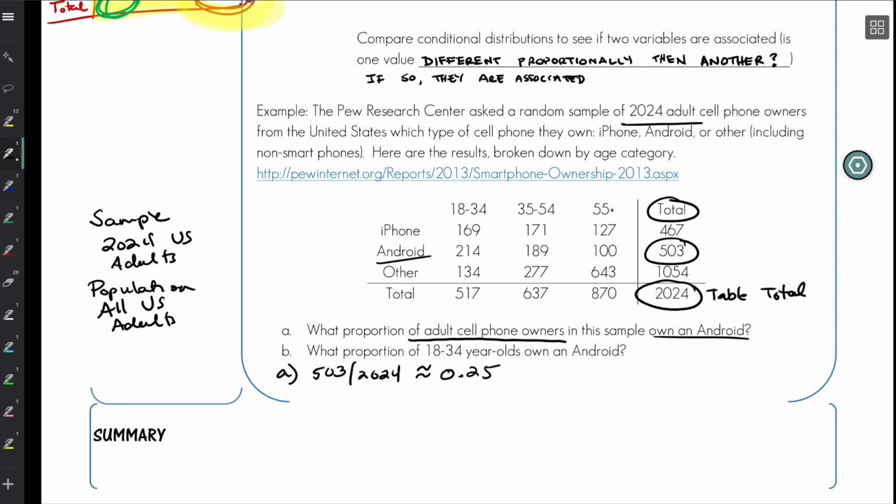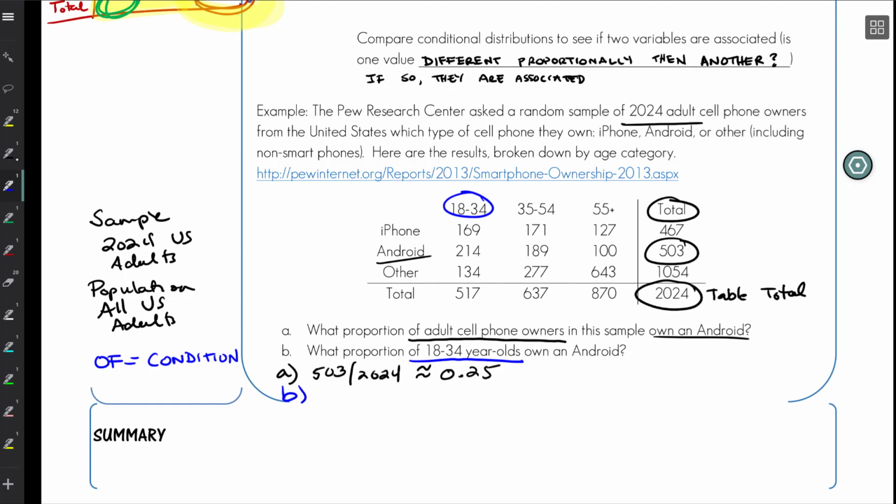Let's go ahead and now take a look at question B. What proportion of 18 to 34-year-olds own an Android? So that word of, again, is what's huge in telling me that I am looking at my condition. So of is telling me what condition I should be considering. Okay, so now I can see that I'm only looking at the 18 to 34-year-old age group.